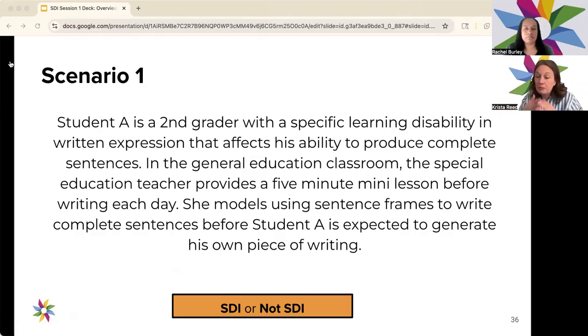Now, eventually, hopefully, the student doesn't need a 5-minute mini lesson before every writing task or before every writing activity. Maybe they will just need sentence frames. So the SDI can fade into giving the student a tool, right? But for now, it's SDI.